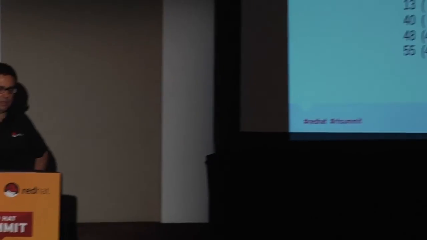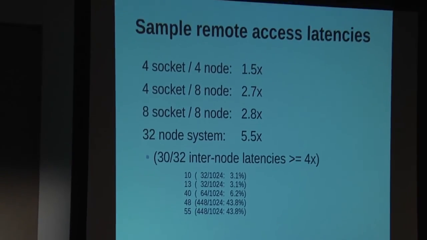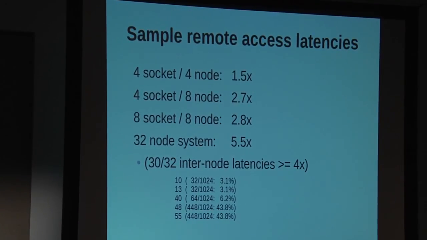And some of the remote latencies can actually become very large. So these are some typical remote memory latencies for a 4-node system or an 8-node system. Note the 32-node system especially. What this shows is that for any given node on that 32-node system, there's one other node that is relatively nearby latency cost-wise. And the other 30 nodes in that system are at least 4 times more expensive to access memory from.